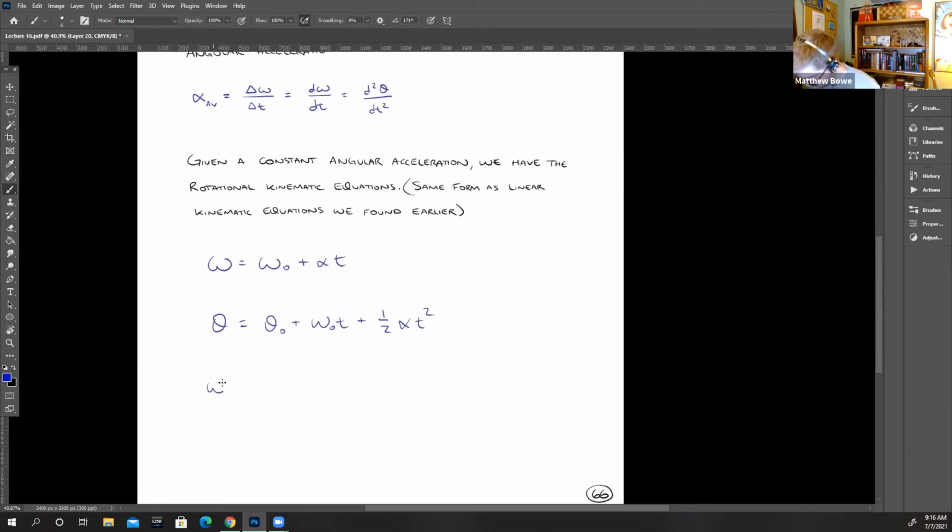And just put one more. We have the final angular velocity squared is equal to the initial angular velocity squared plus 2 times angular acceleration times its change in position. Okay.